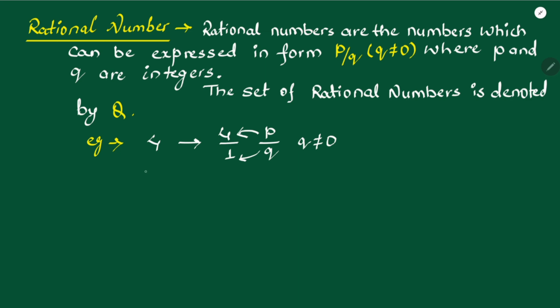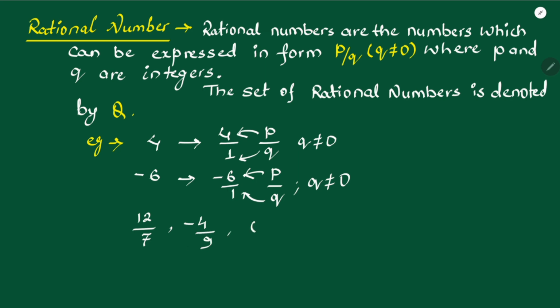In the same way, another example could be -6. Again, -6 can be written as -6 divided by 1. Again, I have my p as -6 and my q as 1, where q is not equal to 0. You can also take some other examples, right? 12 divided by 7, -4 divided by 9, or 0, because 0 can be written as 0 divided by 1, right? So all these numbers are rational numbers.